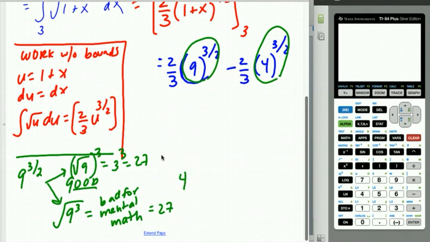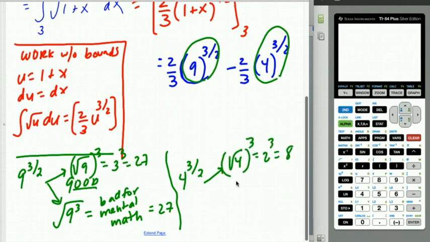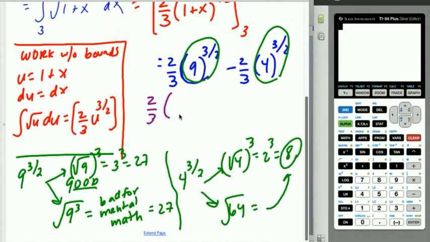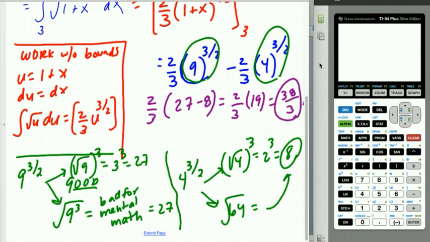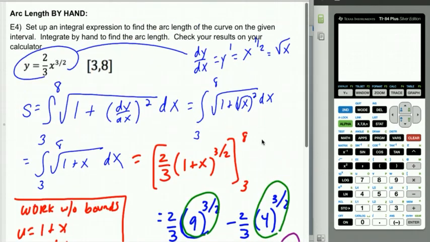By the same token, 4 to the 3/2 is easiest as the square root of 4 quantity cubed, which is going to be 2 cubed, or 8. With 4 you actually could do either way, because most of us know 64 and can take the square root of 64 and also get 8. It doesn't matter which way you do it. I'm going to pull out the 2/3 and make this 27 minus 8. So I'm going to get 2/3 times 19, so I get 38/3 as my final answer. That would be my answer.